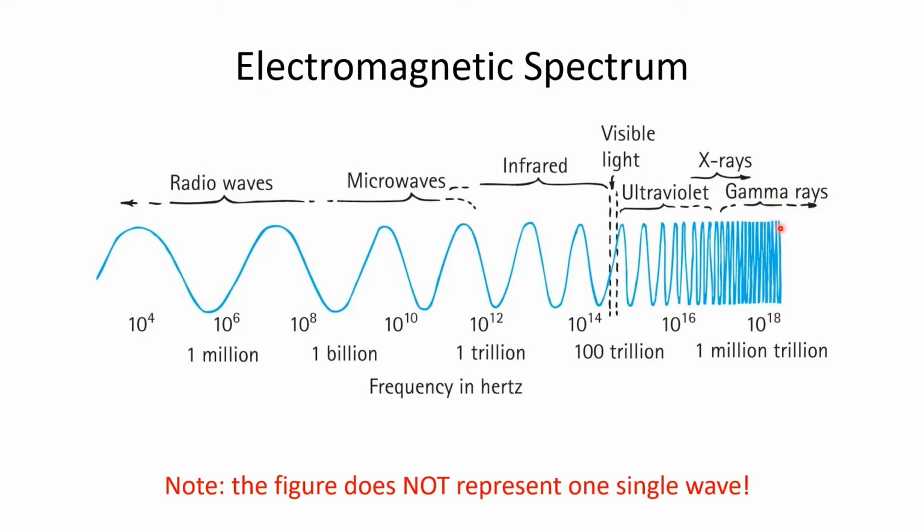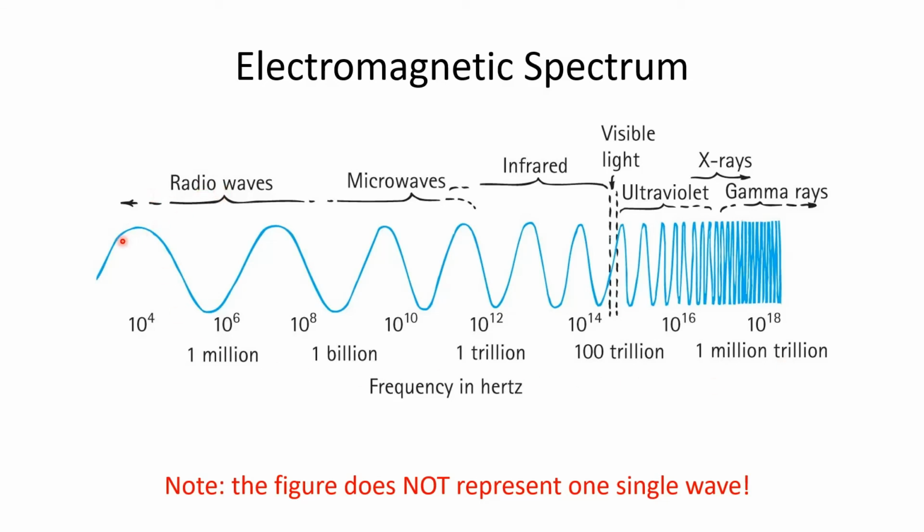So if gamma has the smallest wavelength, that means it has the highest frequency. That's the numbers that you're seeing at the bottom here. So 10 to the 18 is 1 million trillion. So what that means is a gamma ray has 1 million trillion oscillations each second. That's an unimaginably big number. It's hard to even imagine what that would even be like.